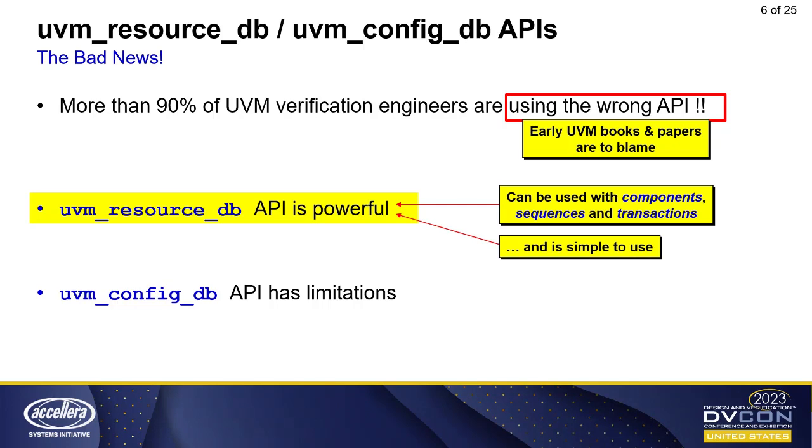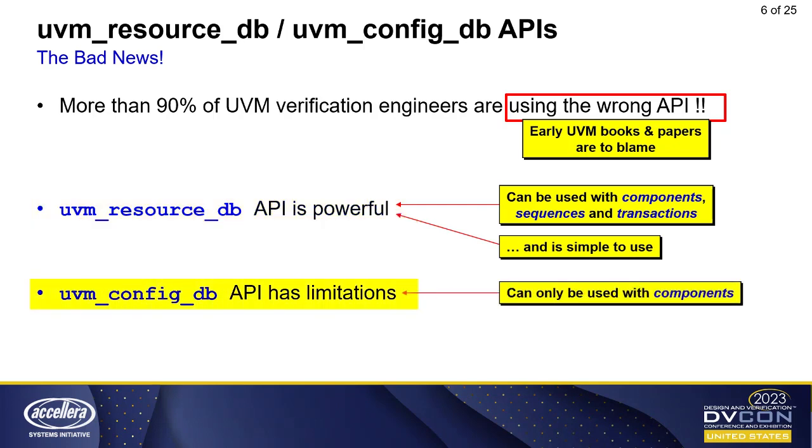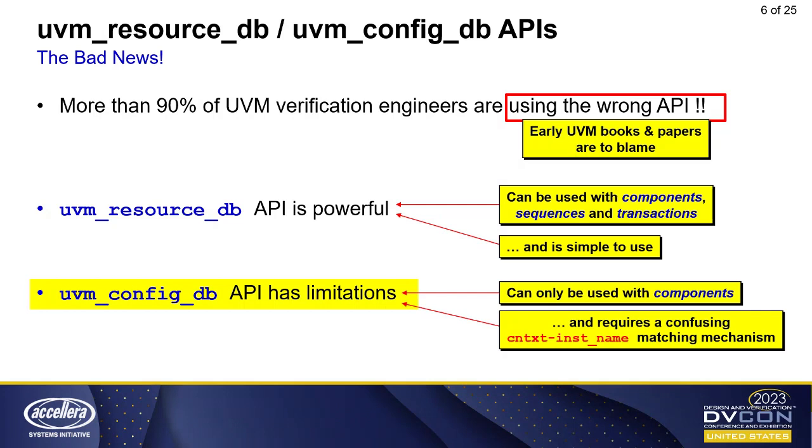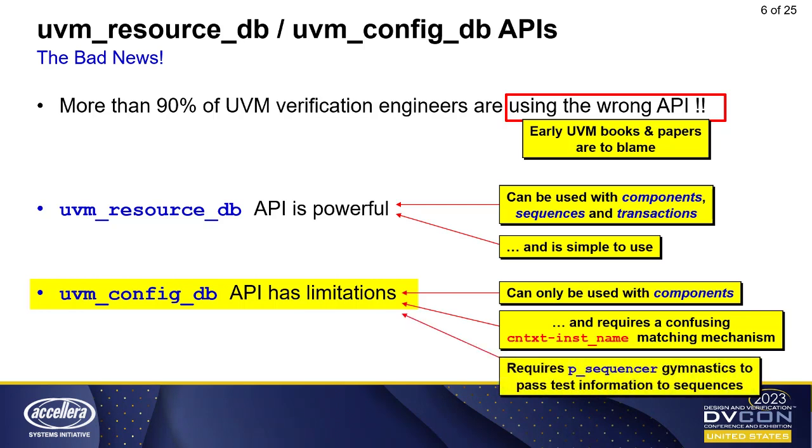The UVM Resource DB API is powerful and can be used with components, sequences, transactions, and modules, and is simple to use. The UVM Config DB API can only be used with components and requires an overly complex context and inst name matching mechanism that frequently confuses UVM users. If you use the UVM Config DB API, you frequently have to use p-sequencer gymnastics to pass test configuration information through a sequencer into a sequence.